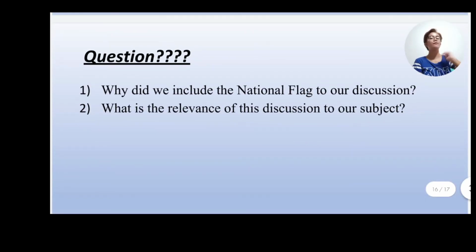Okay, question? Why did we include the national flag to our discussion? Of course, just like what I said earlier before the discussion start, our subject is nationalism and patriotism. And the national flag is one of the best example nga naging symbol siya or naging simbolo siya sa nationalism and patriotism ng mga tao or ng mga Pilipino.